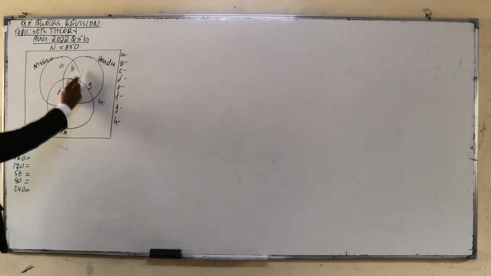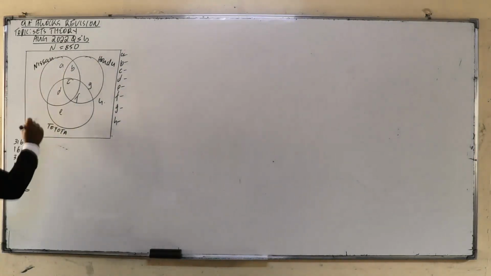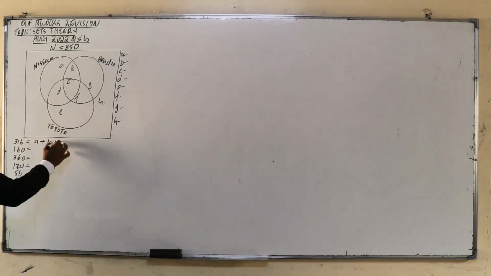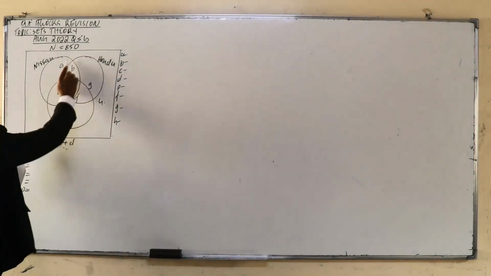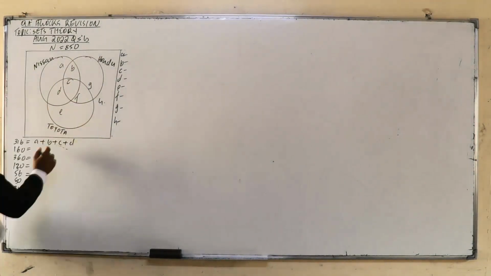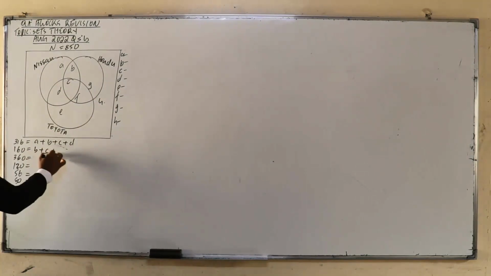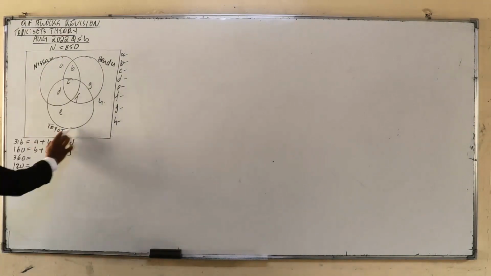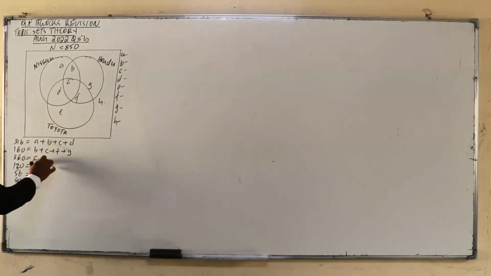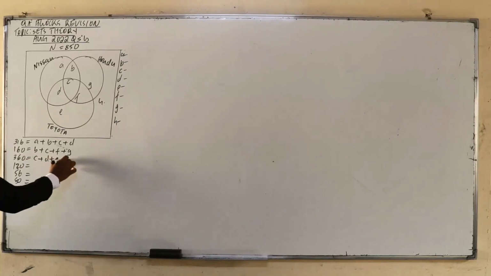Now for those who owned Nissan, we have A, B, C, D. So A plus B plus C plus D. 160 owned Honda, so that is B, C, F, and G. 360 owned Toyota. So for those who own Toyota, we have C, D, E, and F.